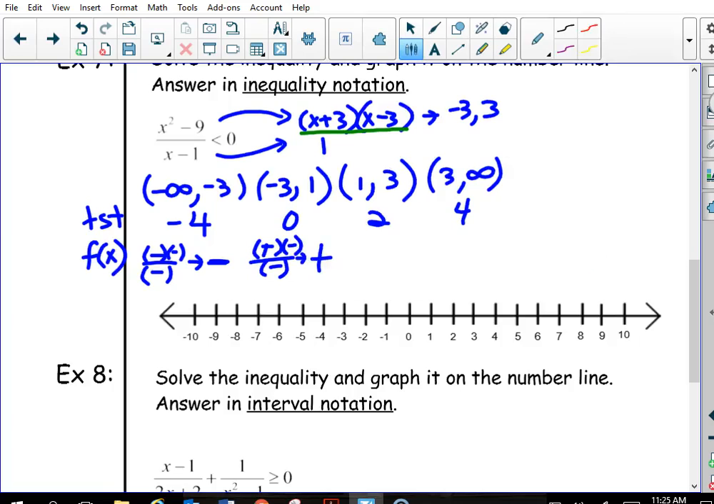Two positive, negative over positive. So that goes to negative divided by positive. Definitely a negative. At 4, positive over a positive.